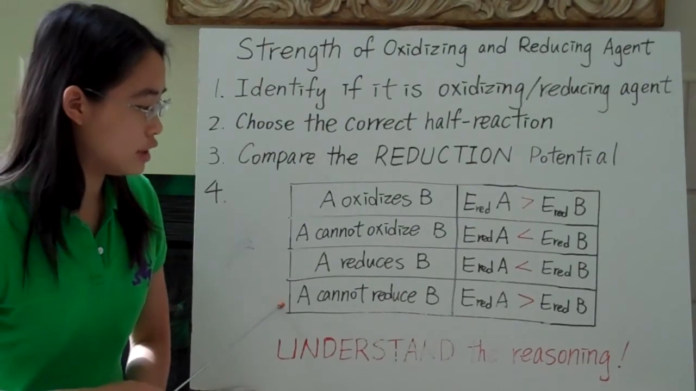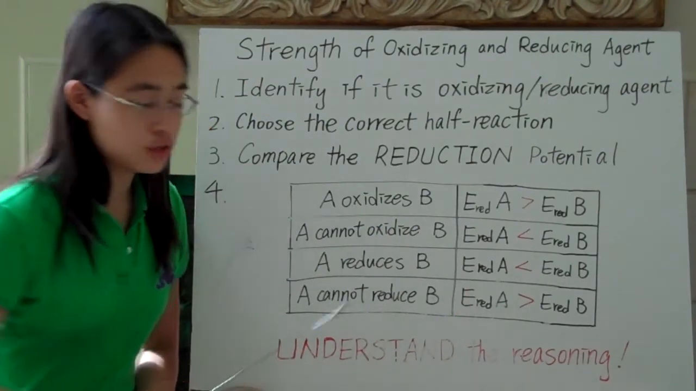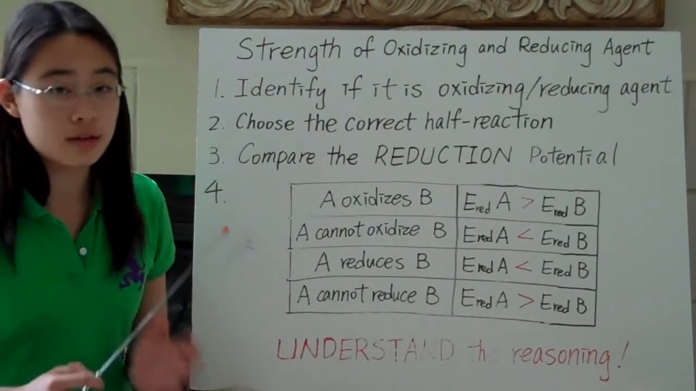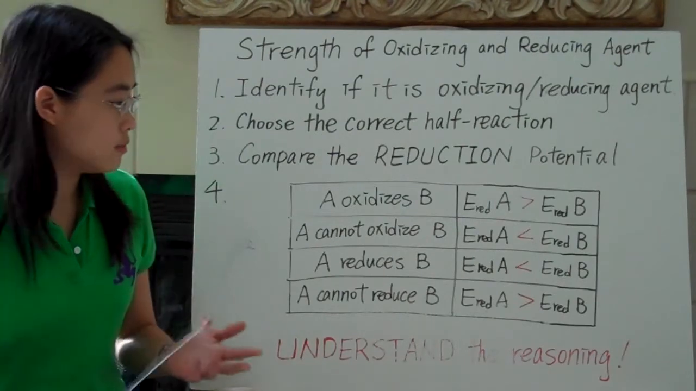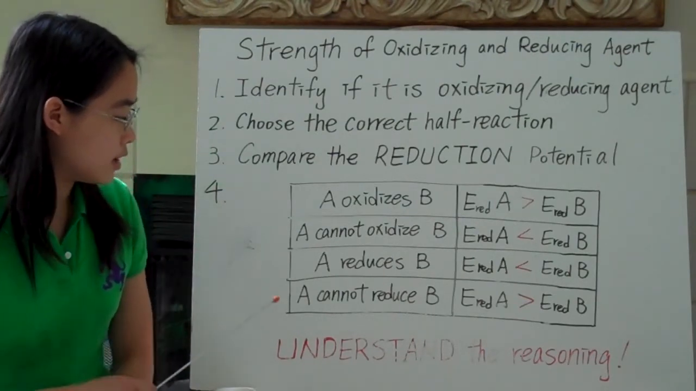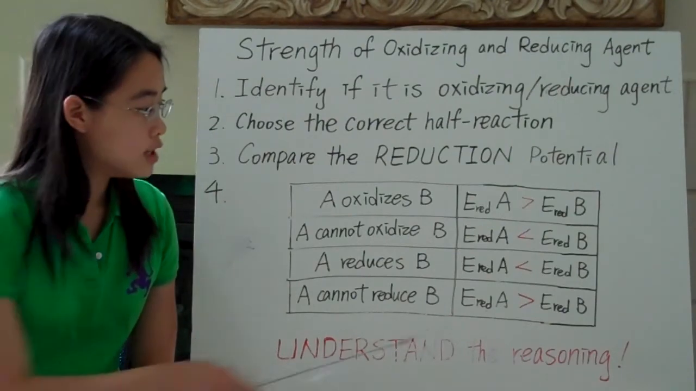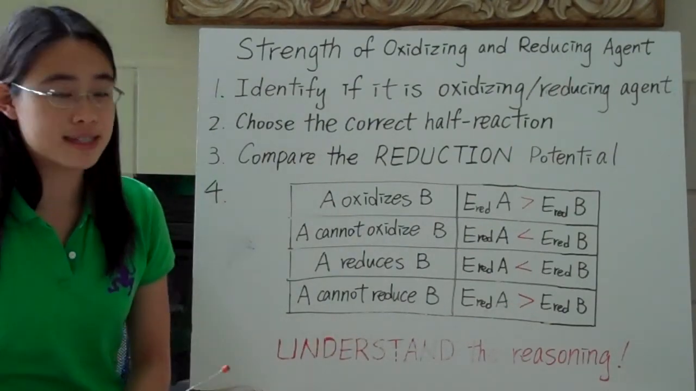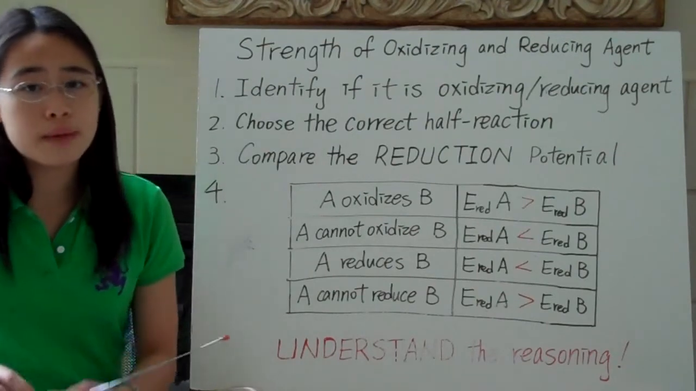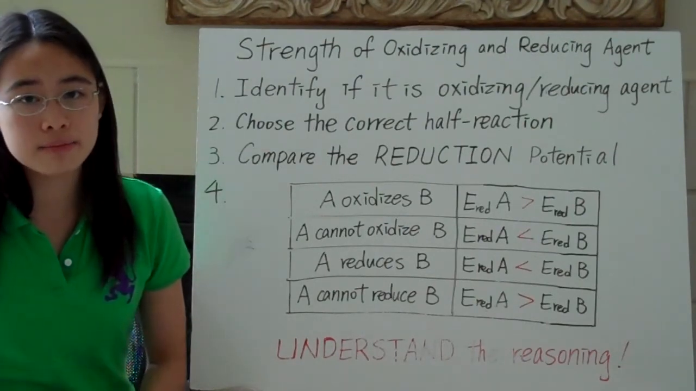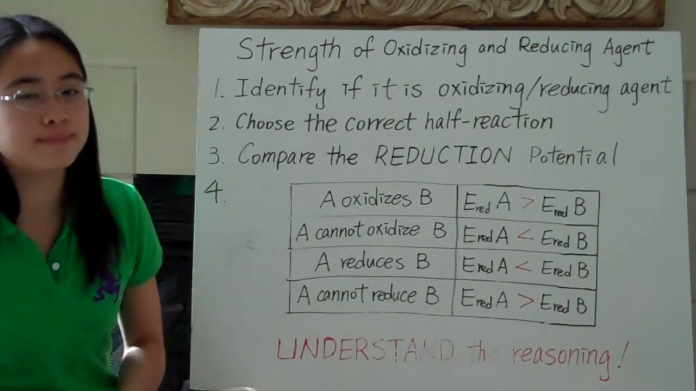And if A cannot reduce B, the reduction potential of A will be greater than the reduction potential of B. The same reason here. It is the reversed statement of the previous one. So you just flip the sign. So make sure you understand the reasoning behind them instead of memorizing them.